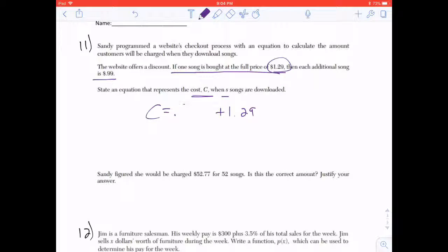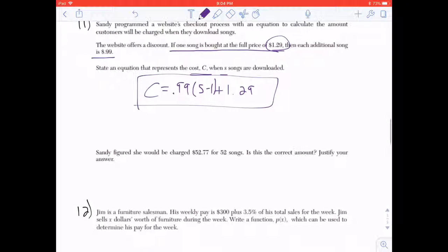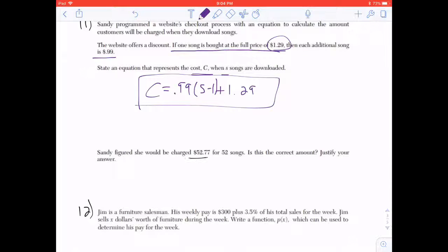So we know 99 cents multiplied by S, but we also have to account for that one song that we purchased already. So 0.99 parentheses S minus 1 for the one song that was purchased at 1.29 plus 1.29. That's my equation. Then down below, it says Sandy figured she would be charged $52.77 for 52 songs. So 52 is S, 52.77 is C. I'm substituting this to see if it's correct.